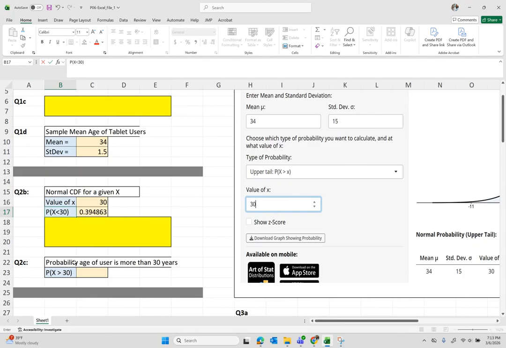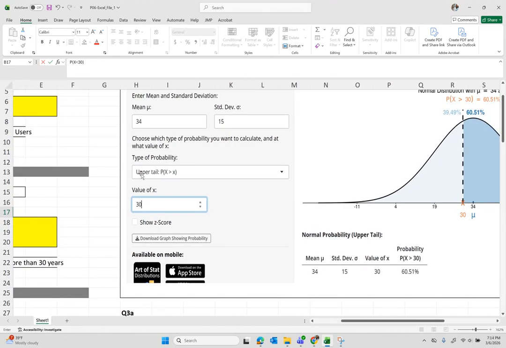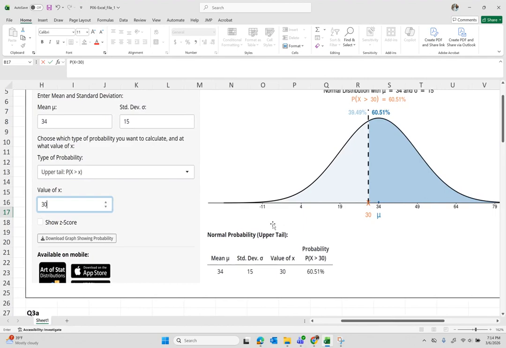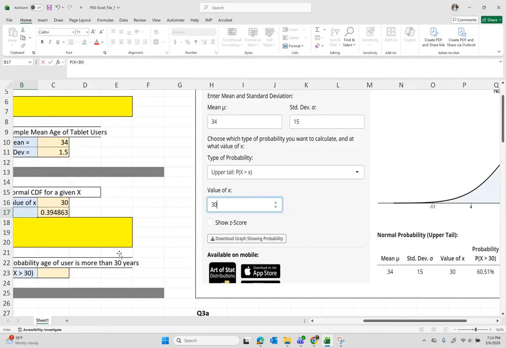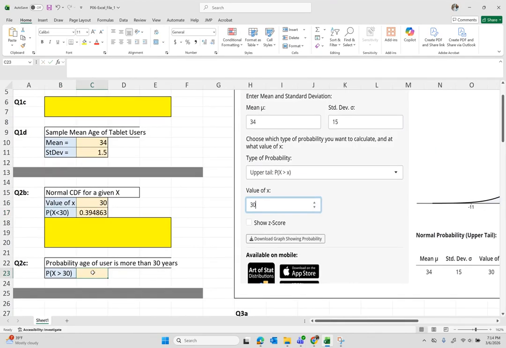So how can you use the answer produced by Excel and the normal distribution function to answer the question that Art of Stat does when you select the upper tail probability? So how can we find 60.51% from the 39.49%? The answer is these two add to 1. Therefore, the probability of x being greater than 30 will equal 1 minus the probability that we just calculated, and that will be the 60.51%.